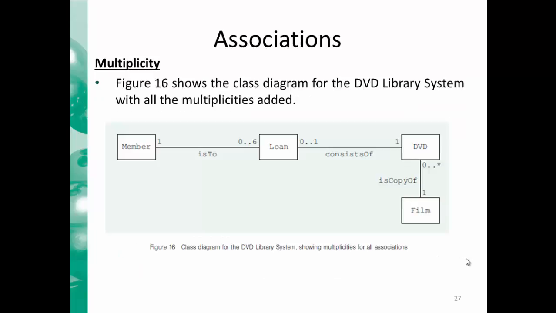Now we have added the multiplicities to our class diagram, and now we know the number of objects allowed to be created by each and every class in our diagram. So we know that one member can take from 0 to 6 loans, and a DVD can be on 0 or 1 loan only, where a film can appear on 0 or an open number of DVDs.